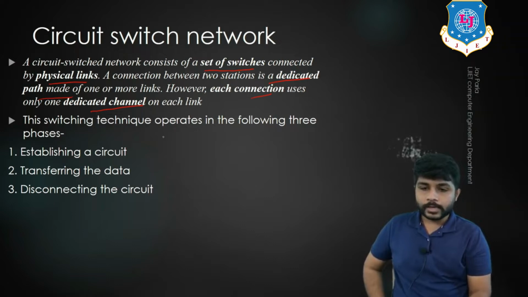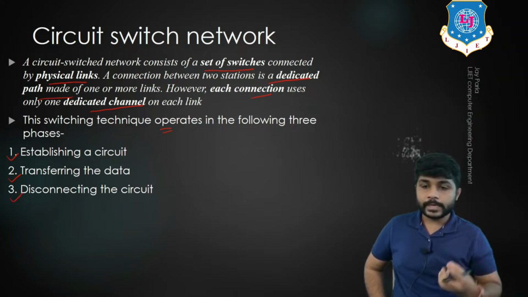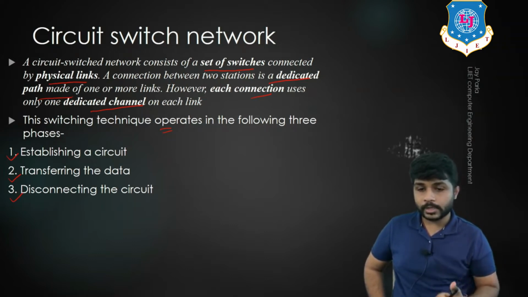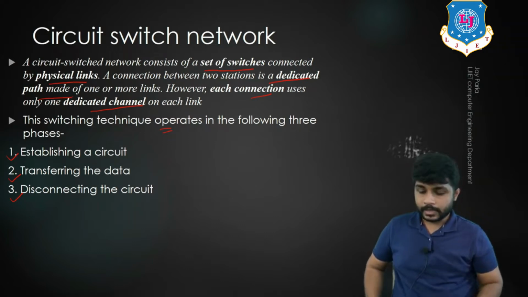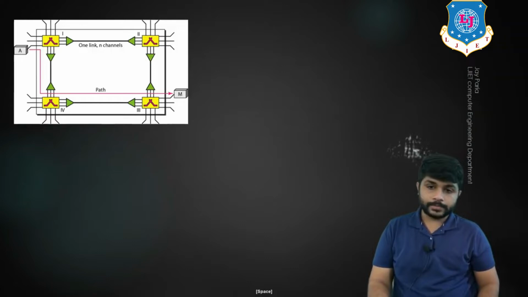Okay, in the circuit switch network there are three phases. There is the establishing circuit, data transferring and the disconnecting. So if a sender wants to send data, in the first step there is a need of establishing circuit. In the second step there will be transferring of data. In the third step, disconnecting the circuit.